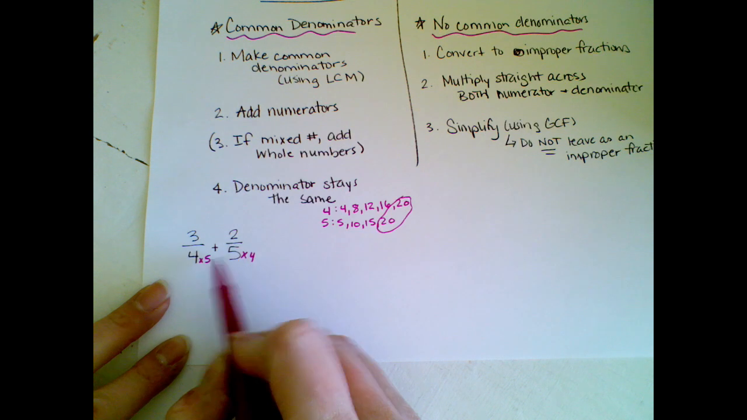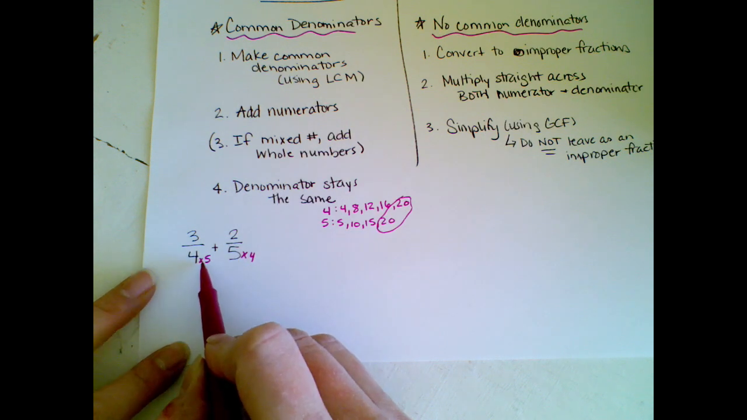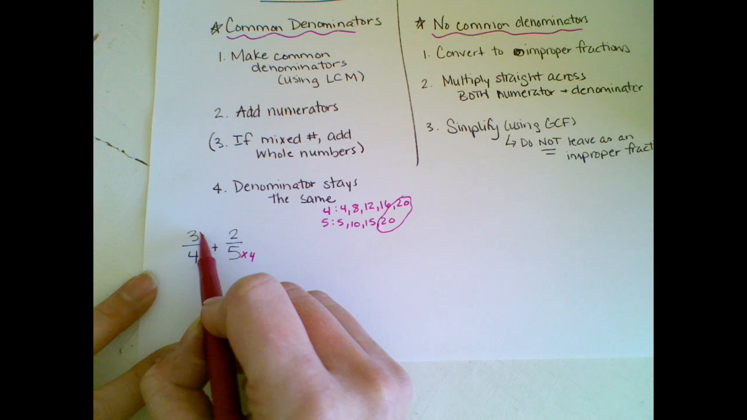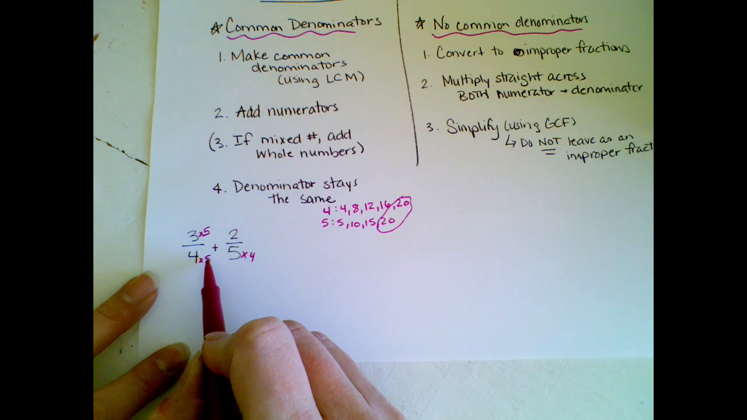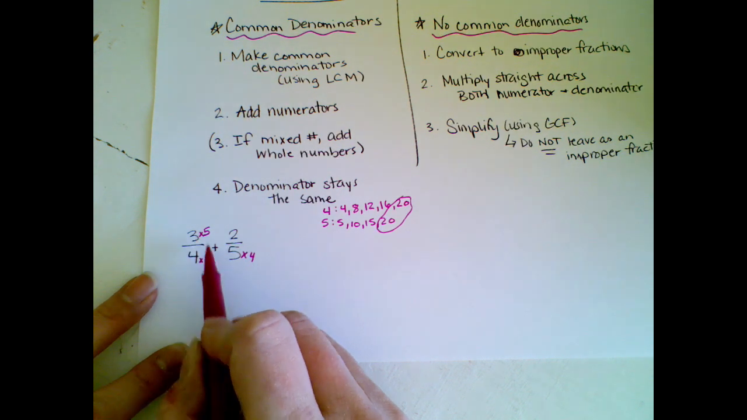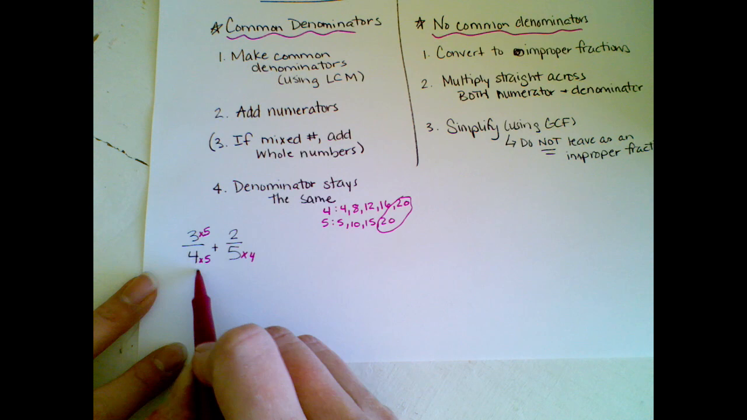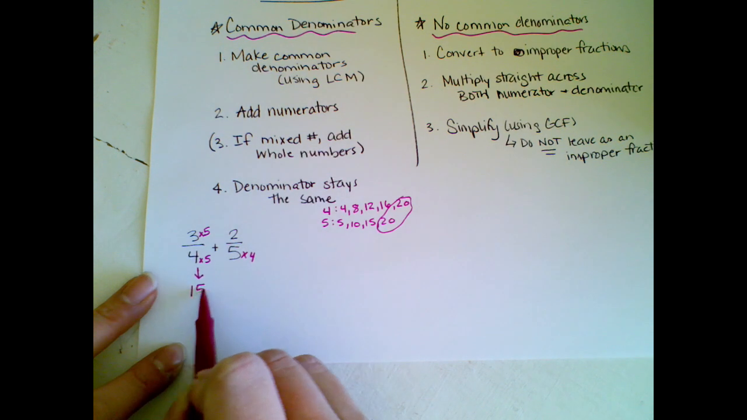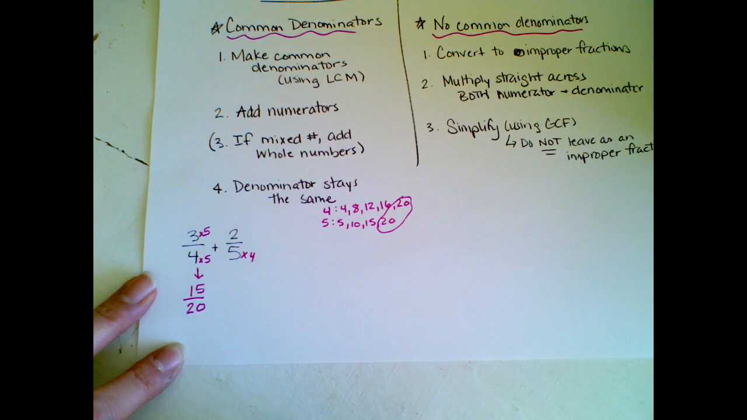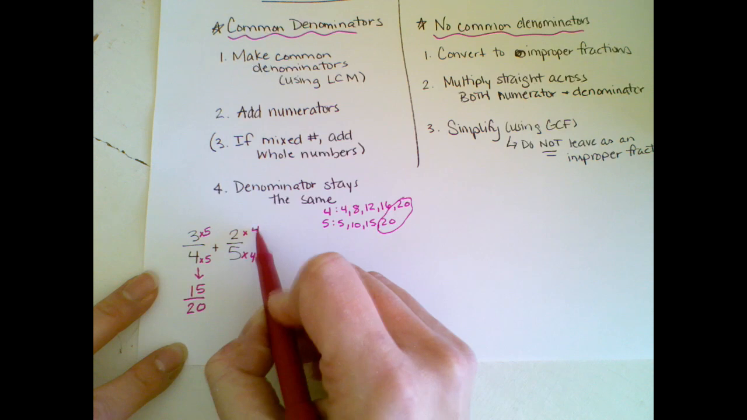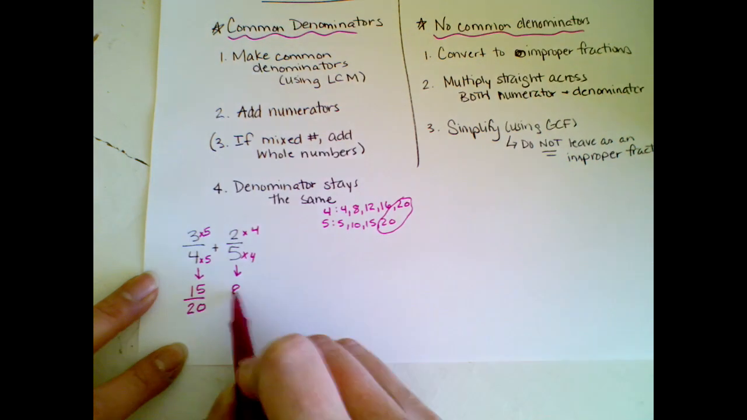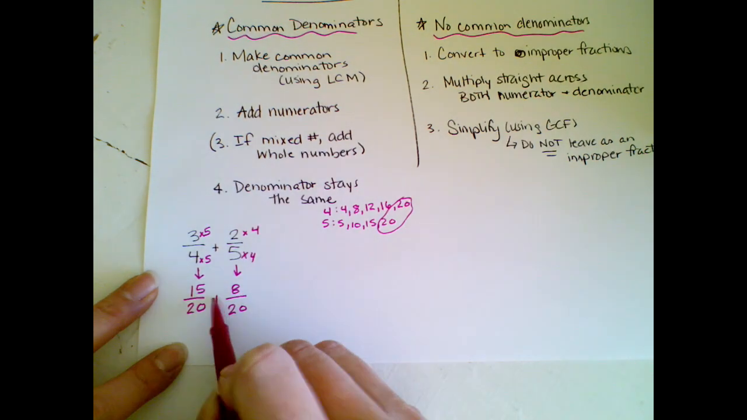So to get 20 using 4, we multiply by 5, and whatever we do to the bottom, we do to the top, because we have to keep that equivalent. 5 over 5 is the same as 1. So 3/4 times 1 is still 3/4. We're just making it look different, but the value is the same. Over here, to make 20 using a 5, we multiply by 4, and we then do that to the 2 as well. And we're going to add.